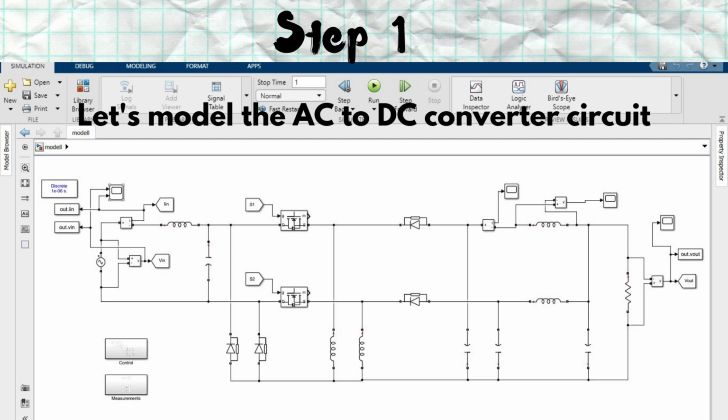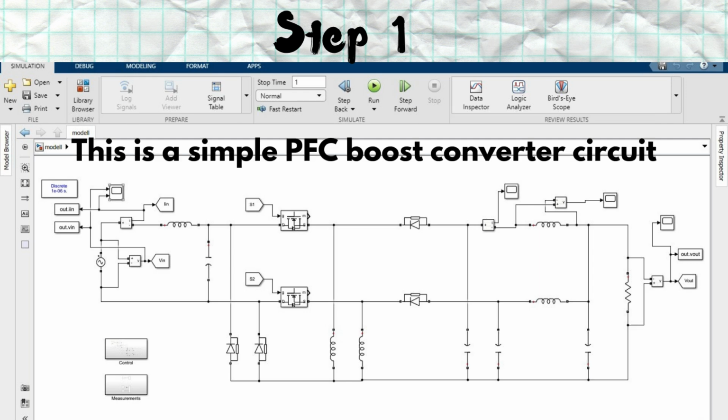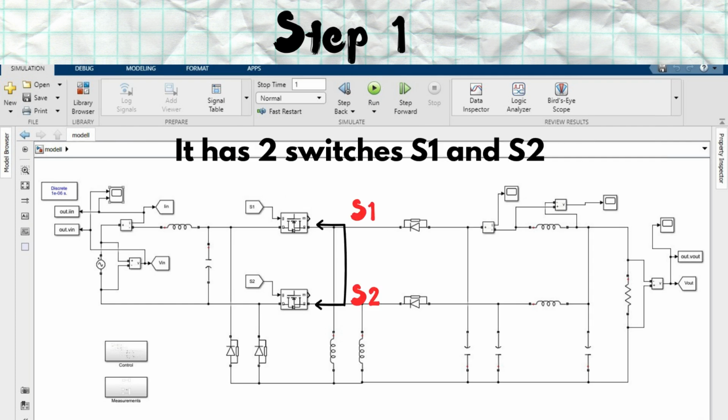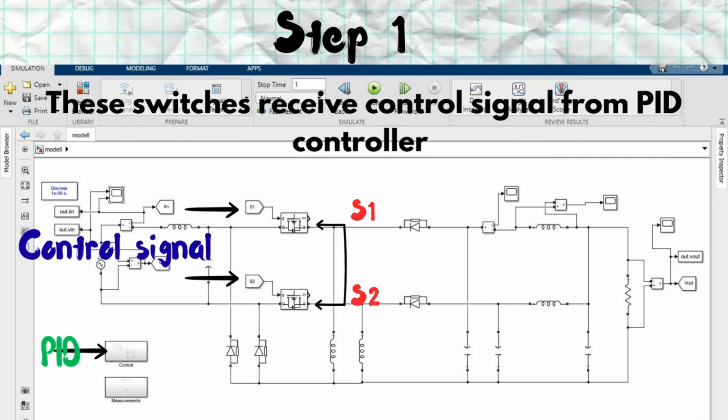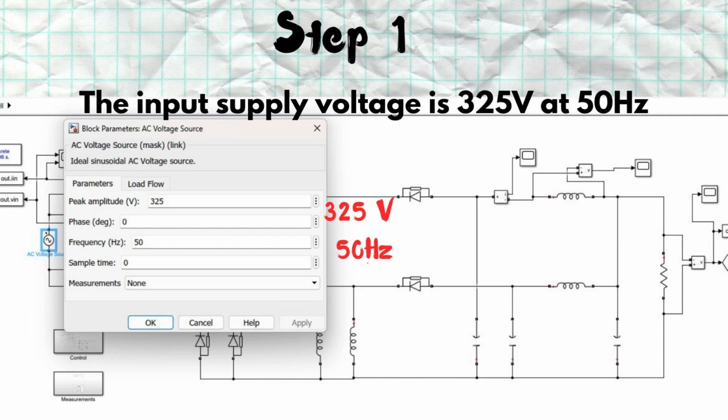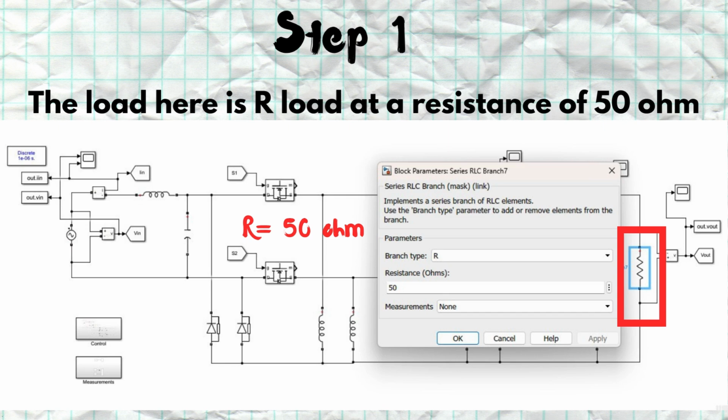First, let's model the AC to DC converter. This is a simple PFC boost converter circuit. It has two switches S1 and S2. These switches receive the control signal from the PID controller. The input supply voltage is 325 volt at 50 Hz. The load here is an R load with a resistance of 50 ohm.